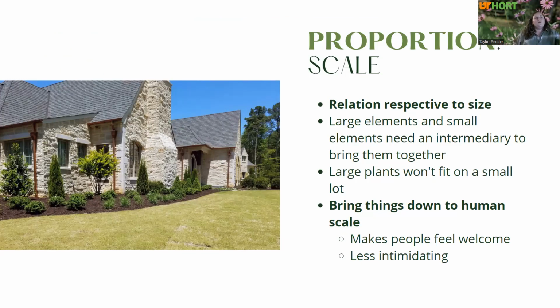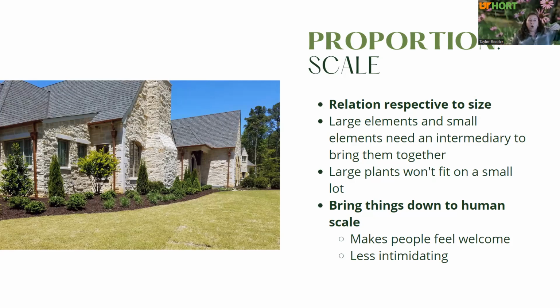All right, on to proportion or scale. Proportion and balance are two of the elements or principles that are a little harder to grasp, so it's easier to look with pictures. With proportion, we're talking about scale as it relates to size. This is where large elements and small elements need something in the middle to break them up. So we don't just want turf and tree because there's nothing in between to break them up. Your eye just goes right in between them.